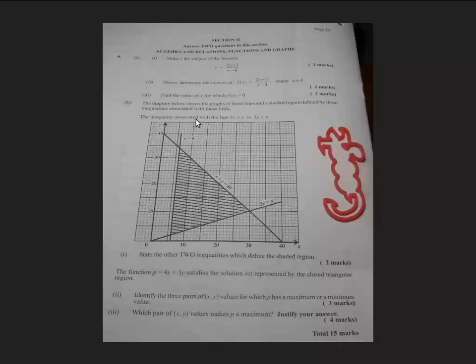The inequality associated with the line 3y equals x is 3y greater than or equal to x. So let me just show you what that looks like. 3y greater than or equal to x, that's here, so that's everything above the line 3y equals x. And then part 1, we want to state the other two inequalities which define the shaded region. Well, for x equals 6, we want everything to the right of that line.